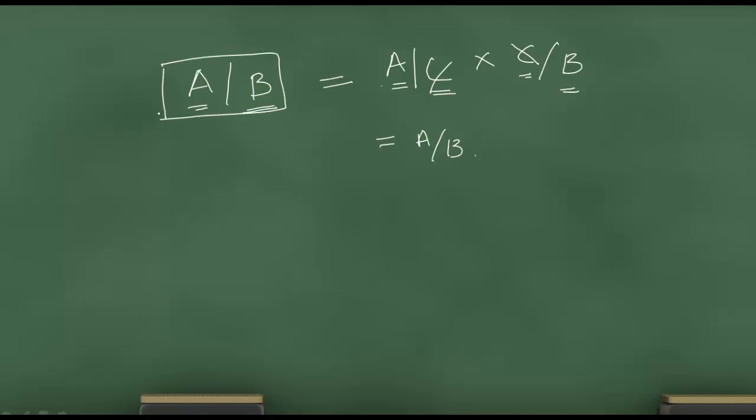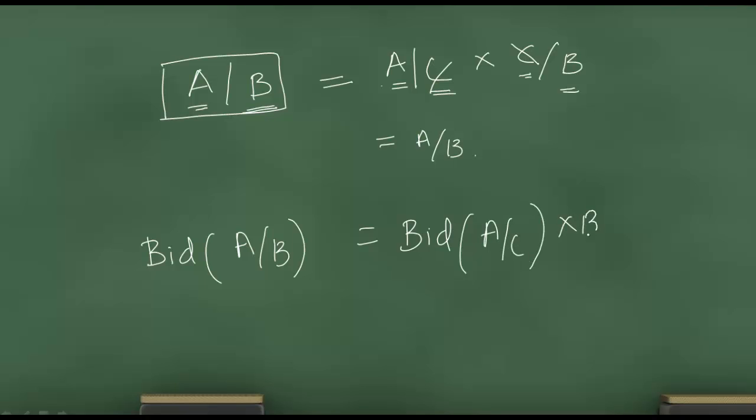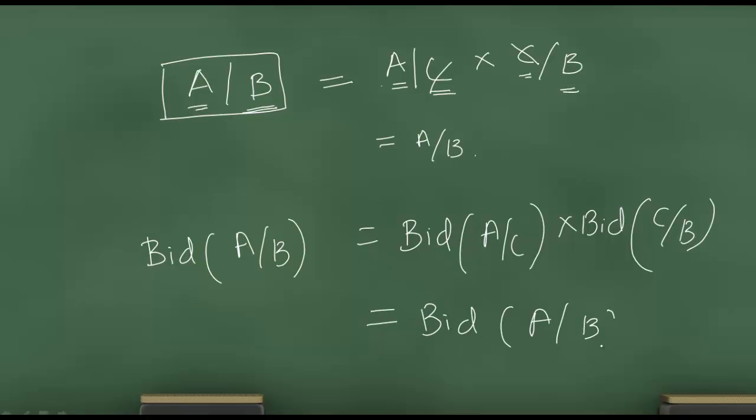So mathematically, say you want to find the exchange rate for bid A by B, then it should be bid A by C times bid C by B. So in this process your C and C get cancelled. What you will get is bid A by B. What you have to understand here is, in both the rates what you are taking is the bid rate and it is not bid and ask.